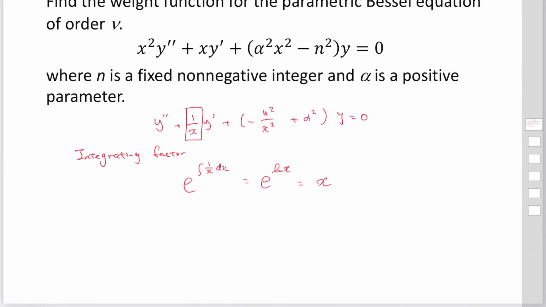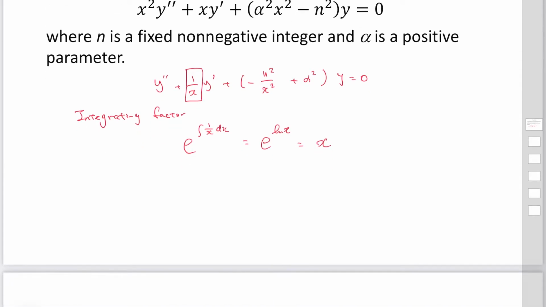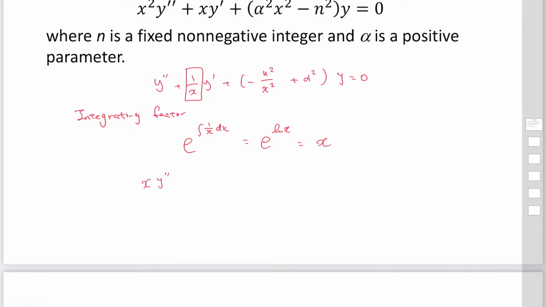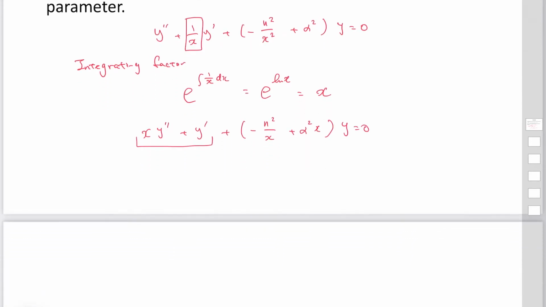Then you need to multiply the integrating factor into the equation. Then x y double prime plus y prime plus (alpha squared x minus n squared over x) y equals 0. The first two terms combine into a single term, d/dx of x y prime, plus (alpha squared x minus n squared over x) y equals 0.